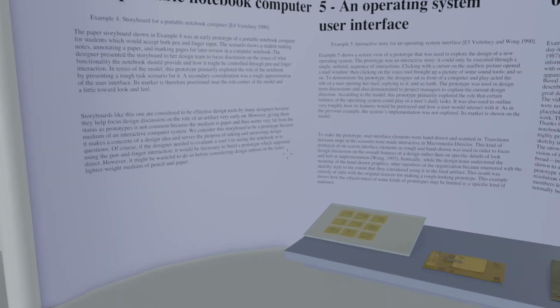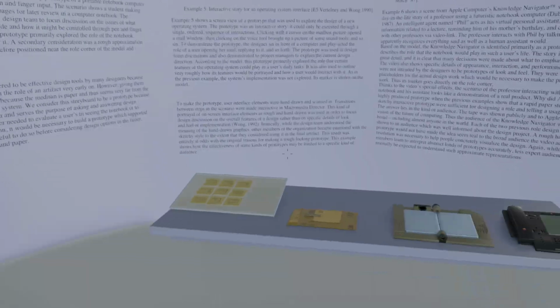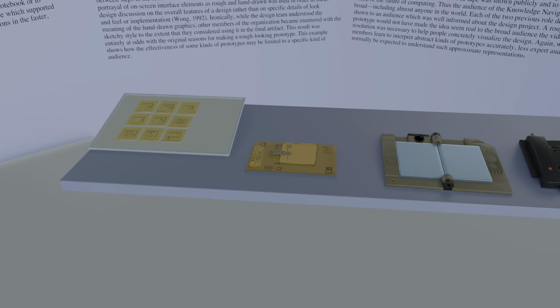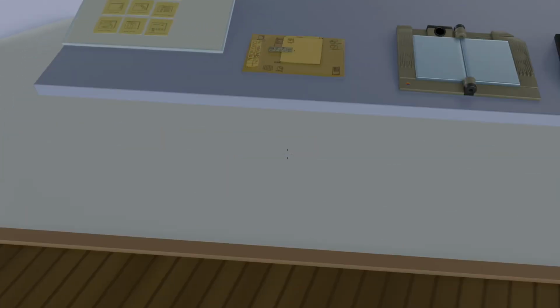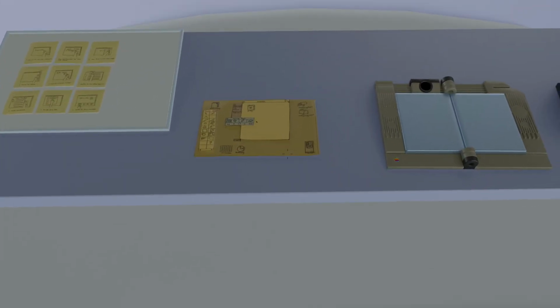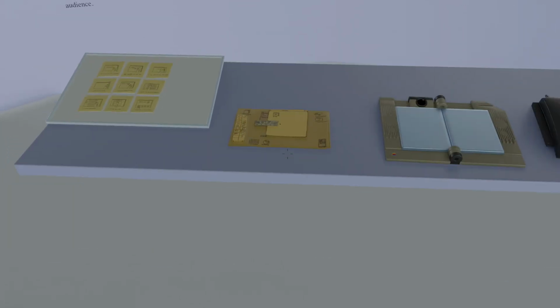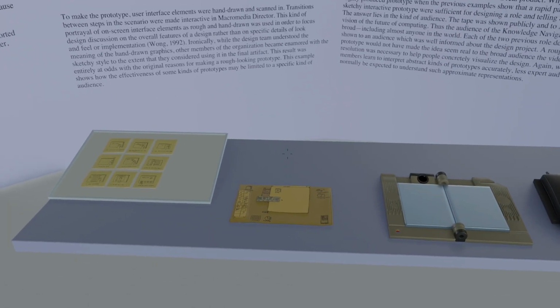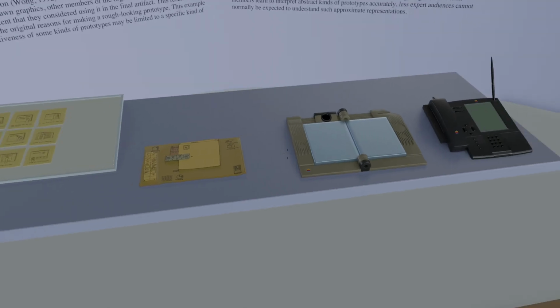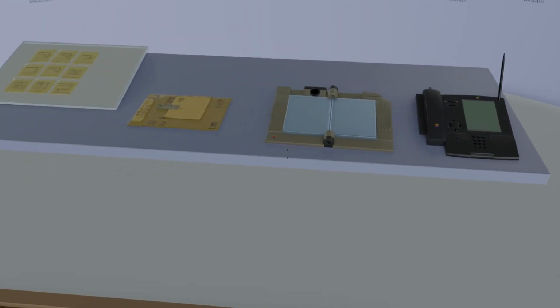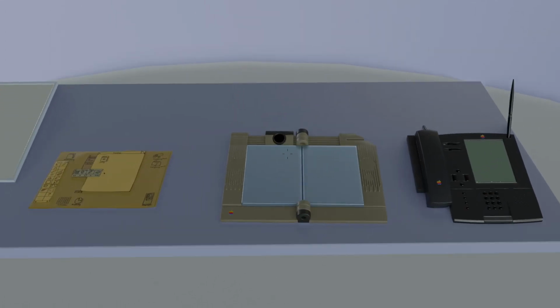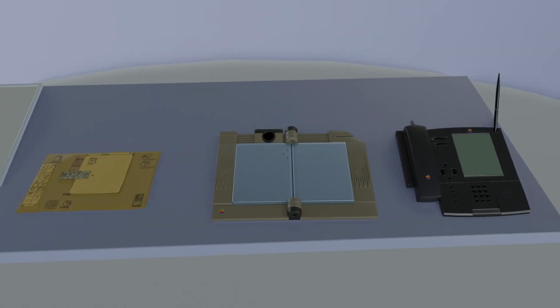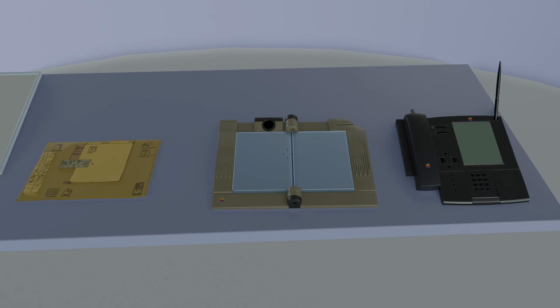So here we have the portable notebook computer, the operating system user interface. This was actually made on paper and sketched down, so we have the ability to render it here exactly as paper, rather than assure the reader that it was in its initial form made out of paper. And here we have the Knowledge Navigator. One of the really interesting things about looking at this in virtual reality, as you can in Blender, is to understand the actual scale of it.